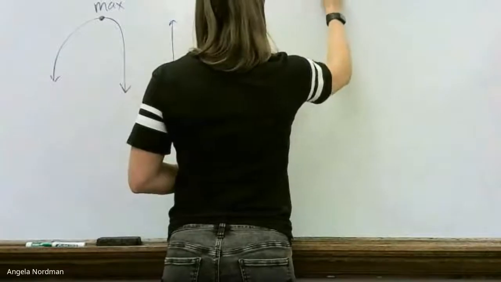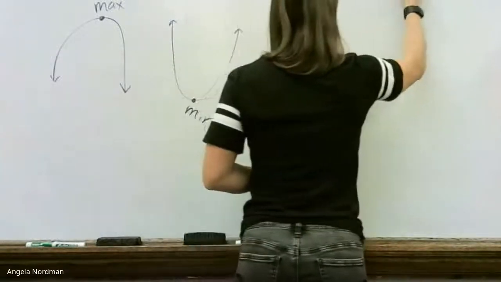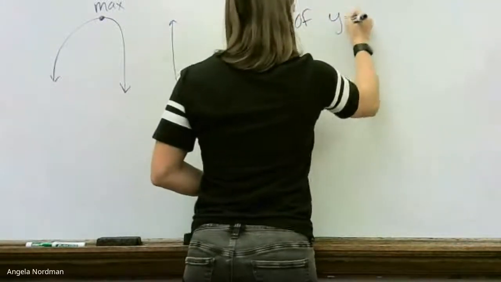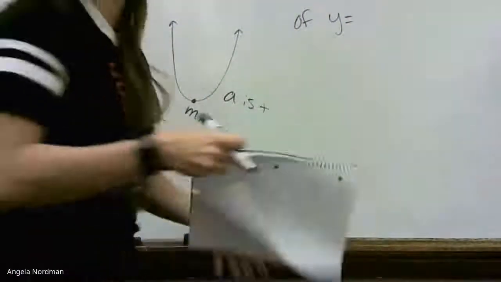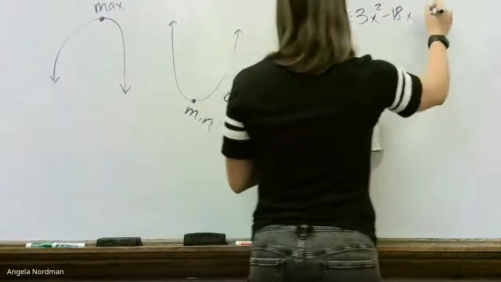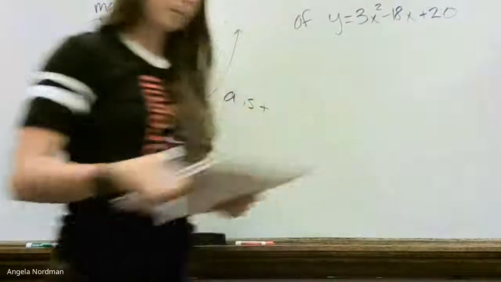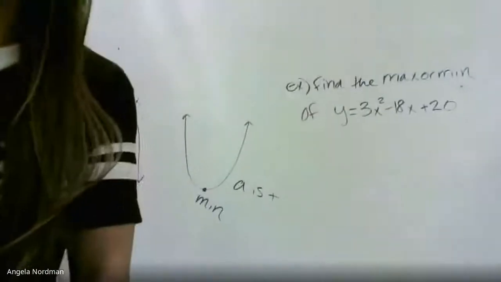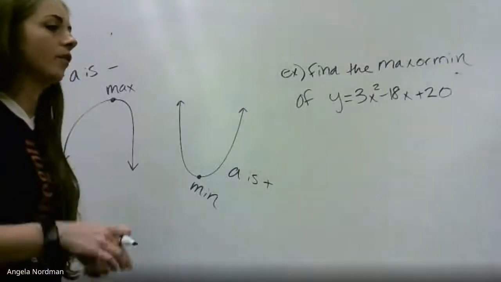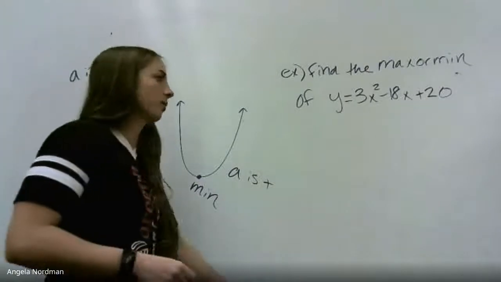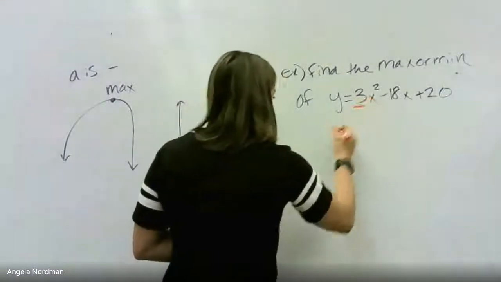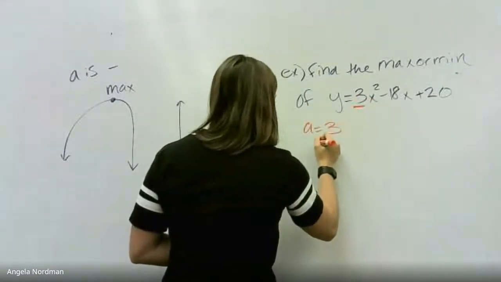I want you to find the max or min of y equals 3x squared minus 18x plus 20. Okay, so very first, oh, you can't see any of that. There you go. So find the maximum or minimum, one or the other, of the following quadratic function. So I want to identify my A value. A is always the first one out in front. So my A equals positive 3.